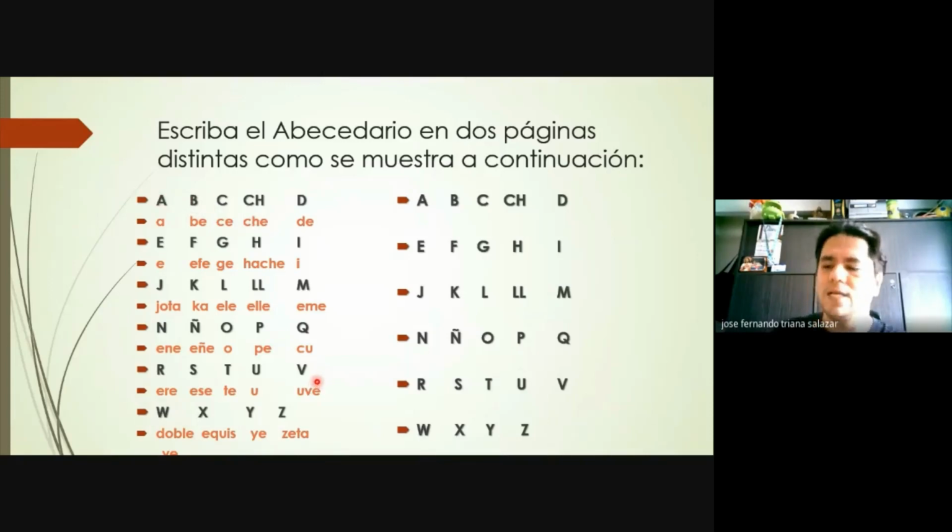Okay? And then we have C. C. Okay? It's softer. But this letter has also some other combinations that we will study in a different video. C. And then we have che. Che. Okay? Che.